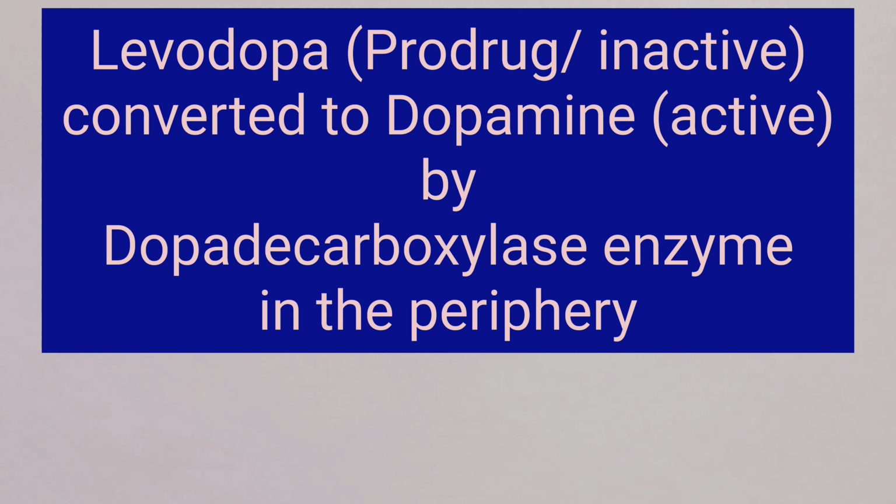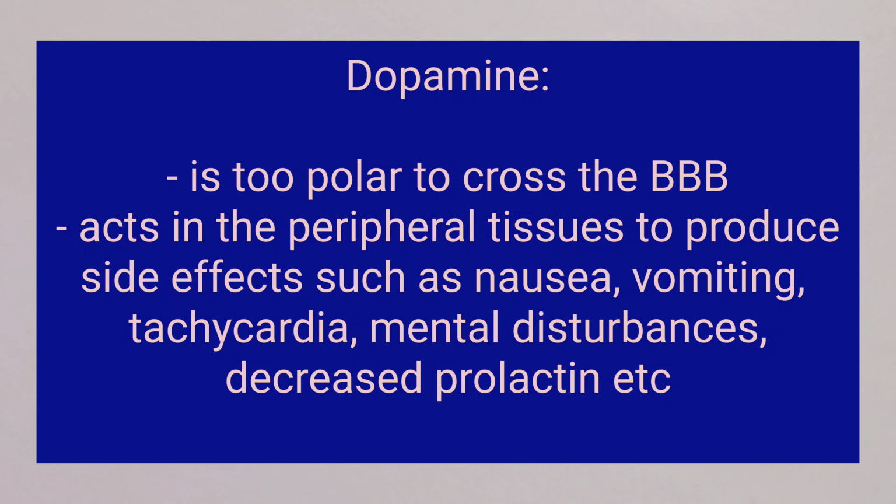Levodopa, if given alone, gets converted into dopamine in the periphery in the presence of dopa decarboxylase enzyme. Firstly, dopamine is too polar to cross the blood-brain barrier and the availability of dopamine in the brain reduces. Secondly, dopamine acts on the peripheral tissue to produce adverse effects such as anorexia, nausea, vomiting, tachycardia, decreased prolactin secretion, mental disturbances, and so on.